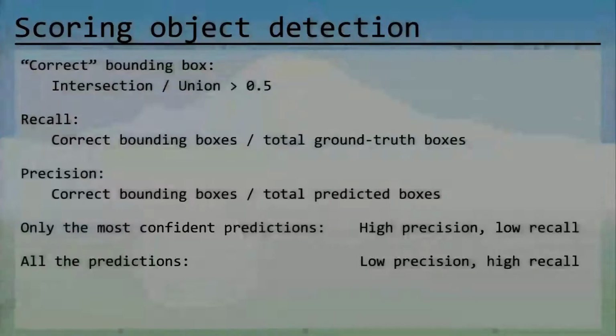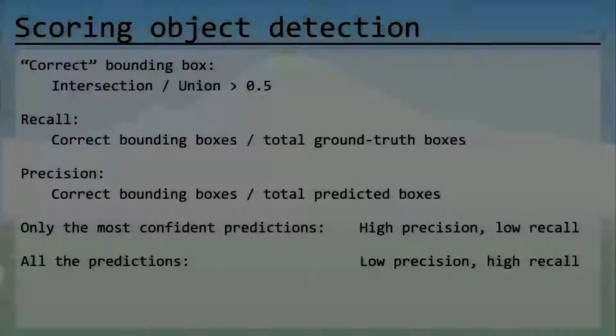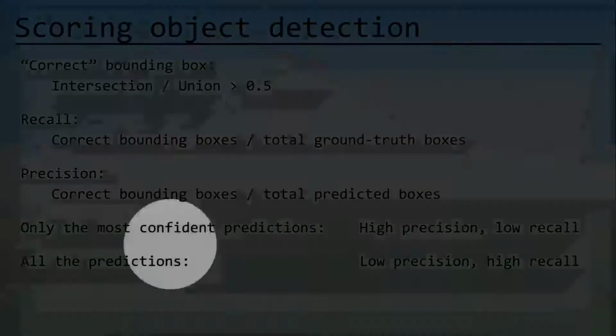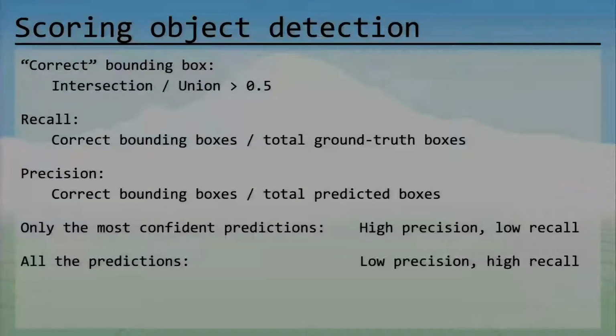And as you go down in terms of this confidence value for how confident you are in your predictions, you're going to predict more and more bounding boxes, and your precision is going to start to go down because you're going to start making some mistakes, but your recall is going to start going up. And so if you just throw in all of the bounding box predictions that your model might make, regardless of the level of confidence, you're going to have really low precision, but really high recall.